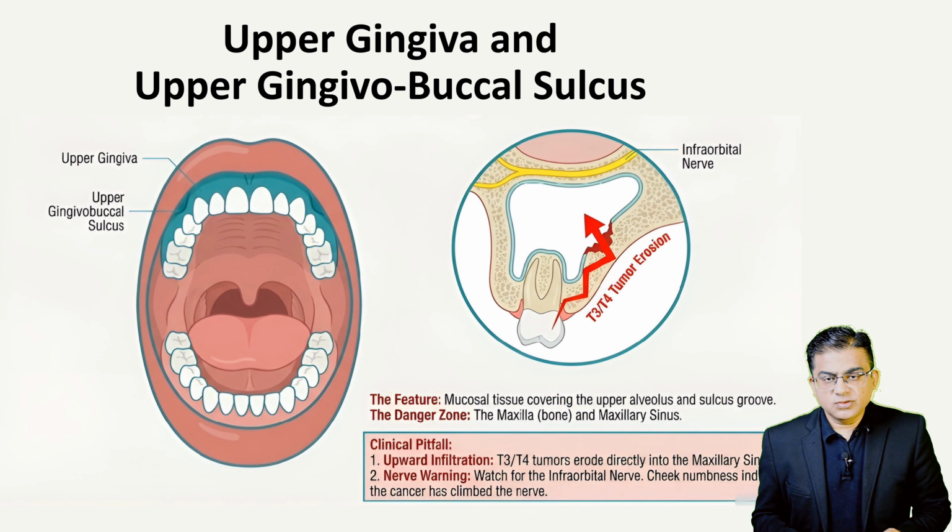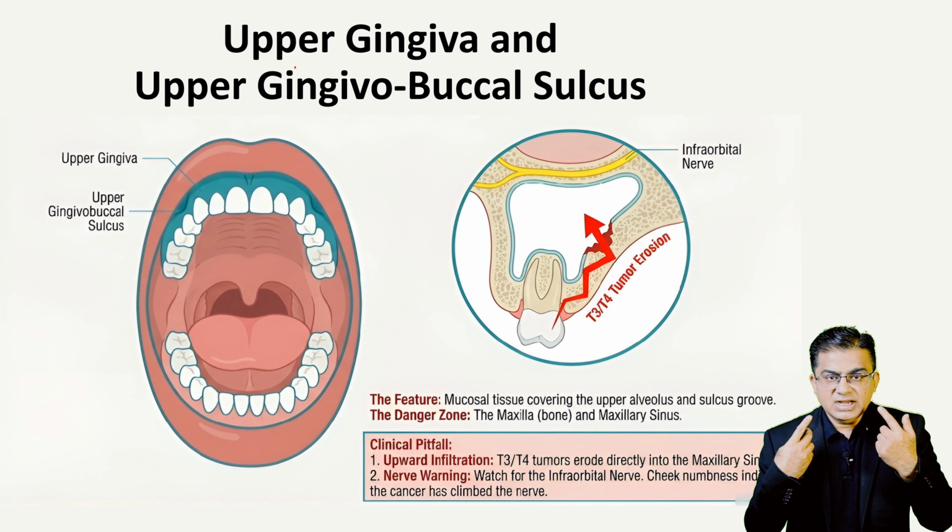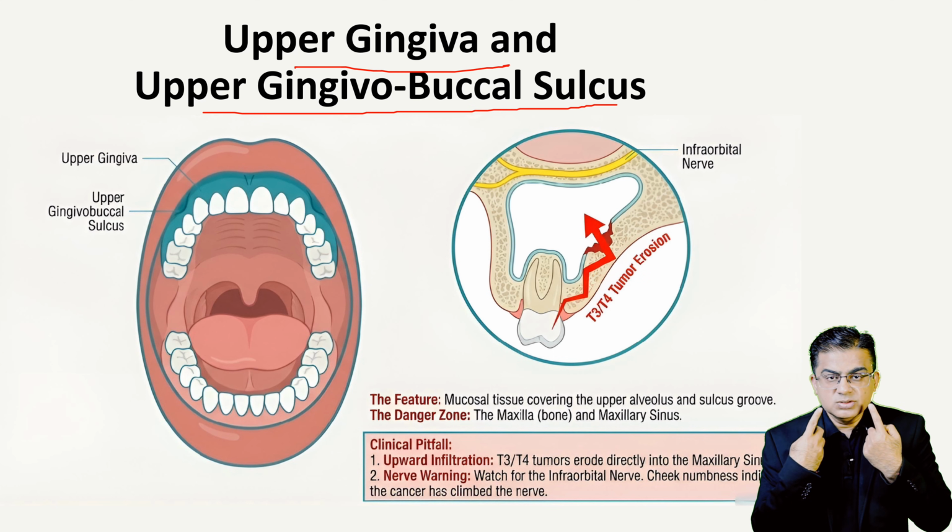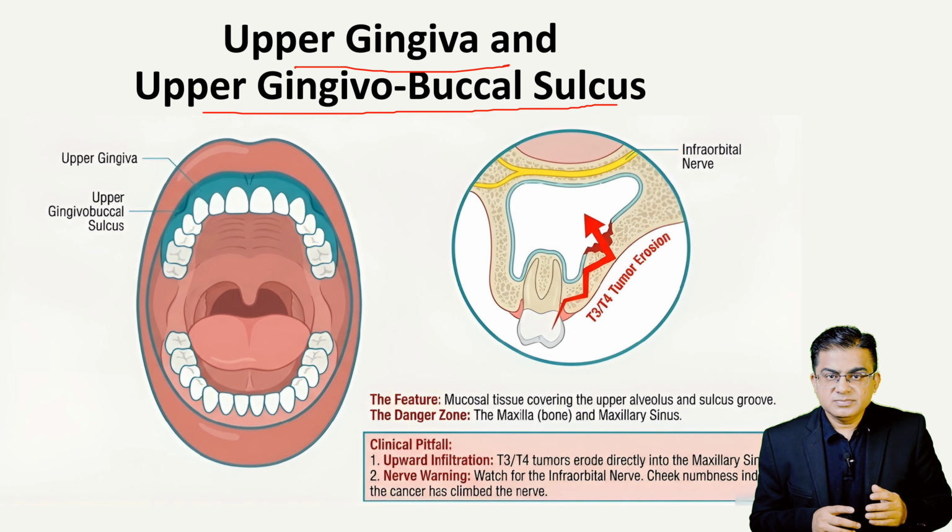Now, I am going to explain to you about subsites of oral cavity in a little bit more detail and their clinical relevance from oncological perspective. The first subsite is the upper gingiva and upper GB sulcus on both sides. Have a look at this image. Here, there is a mucosa covering the upper alveolus.